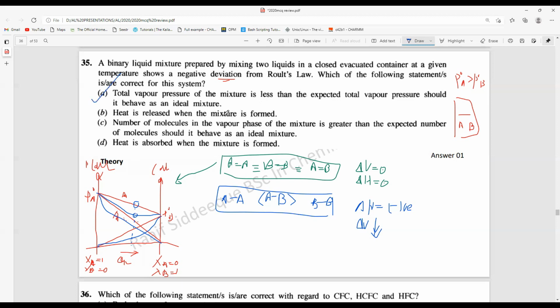Heat is released when the mixture is formed. What do you think? I have explained to you, this bonding is stronger than the breaking, so heat is given out. So delta H is negative. So this is also correct. The number of molecules in the vapor phase of the mixture is greater than expected. If the number of molecules in the vapor phase is greater, then the vapor pressure should be greater. No, the vapor pressure is lower. So it is not greater, it is lower. This statement is wrong. Heat is absorbed? Heat is not absorbed. Heat is given out. So A and B are correct. The answer is 1. You understand how we can tackle this type of question, right? So let's move on.